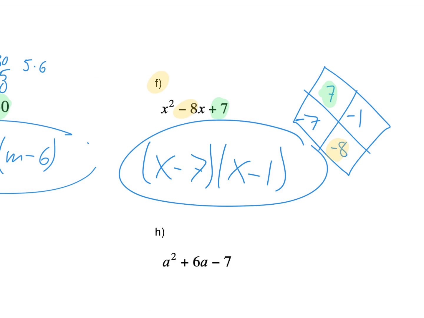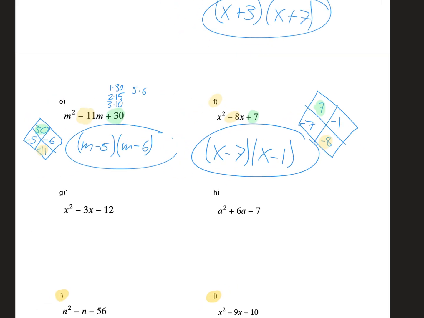Alright, so this is another case where both of my factors are negative because my product is positive, but my sum is negative. With this case, it's kind of easy because with 7 as our product, 7 and 1 are the only factors. So this is pretty quick to figure out, hopefully. So our answer should be x minus 7 times x minus 1.